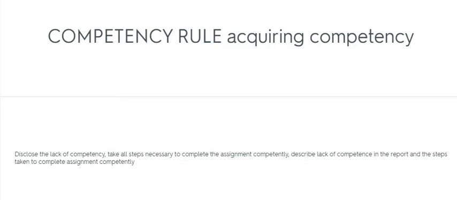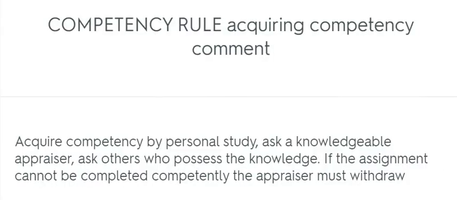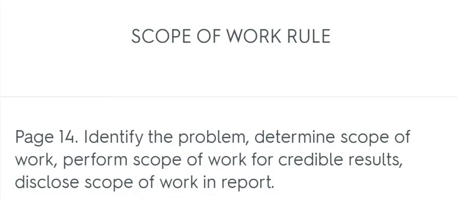Competency rule, acquiring competency: disclose the lack of competency, take all steps necessary to complete the assignment competently, and describe the lack of competence in the report and the steps taken to complete the assignment competently. Acquiring competency comment: acquire competency by personal study, ask a knowledgeable appraiser, or ask others who possess the knowledge. If the assignment cannot be completed competently, the appraiser must withdraw. Scope of work rule, page 14: identify the problem, determine scope of work, perform scope of work for credible results, disclose scope of work in the report.